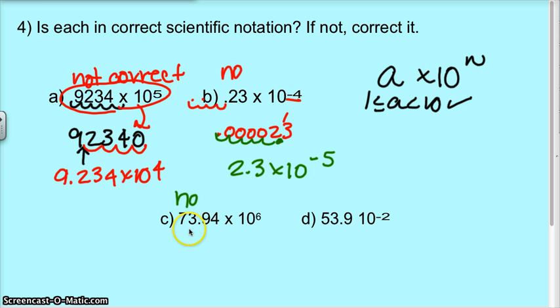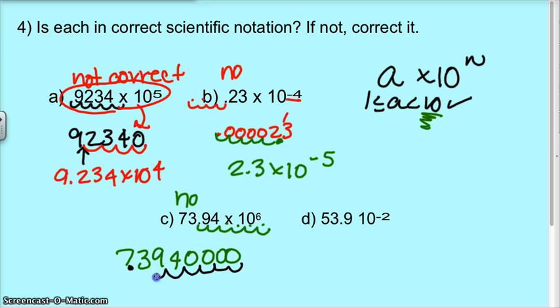Nope, because 73 is definitely larger than 10. It's not in correct scientific notation, so I'm just going to say, okay, let's go back and let's look at what the number was originally. 10 to the 6th power means 1, 2, 3, 4, 5, 6. 7, 3, 9, 4, 1, 2, 3, 4. 1, 2, 3, 4. Okay, now I want the decimal place, if it were correct, to be here. 1, 2, 3, 4, 5, 6, 7. 7.394 times 10 to the 7th.